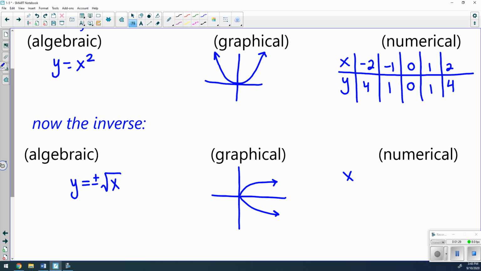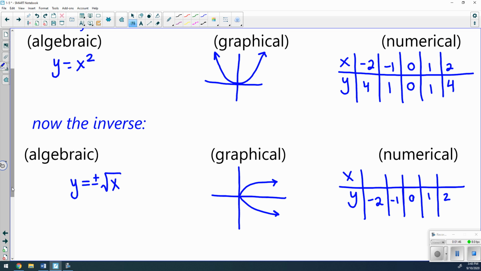Numerically, what is this going to look like? Well, the cool thing about inverses, remember, is that your inputs become the outputs. -2, -1, 0, 1, and 2. Your inputs become the outputs, and then your outputs become the inputs. So 4, 1, 0, 1, and 4. Let's find those points on this graph. Let's call this 1, we'll call this 4. So I'm going to go over 4 up 2, over 4 down 2, over 1 up 1, over 1 down 1, over 0 up 0. So see how that works? My inputs become the outputs, and the outputs become my inputs.